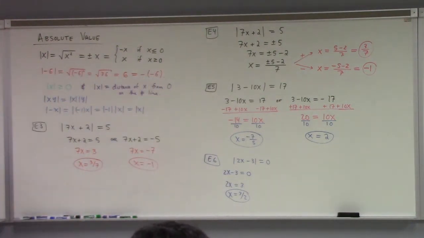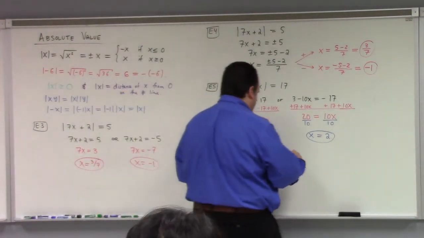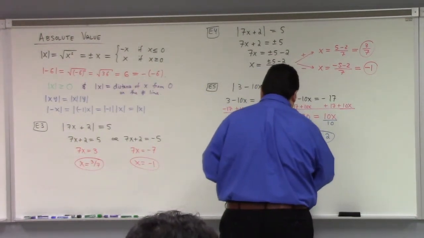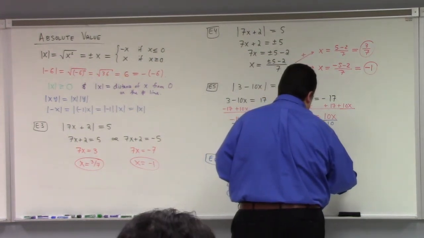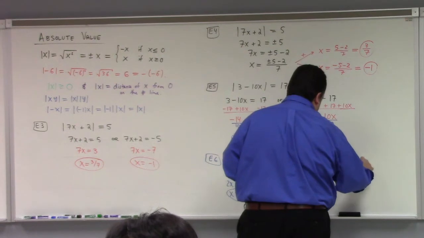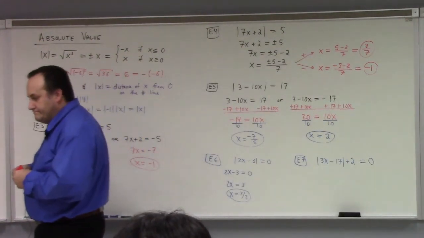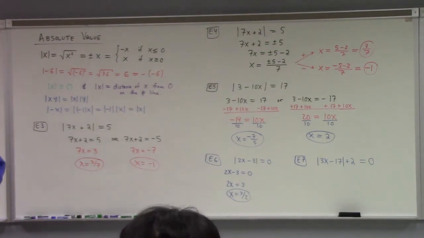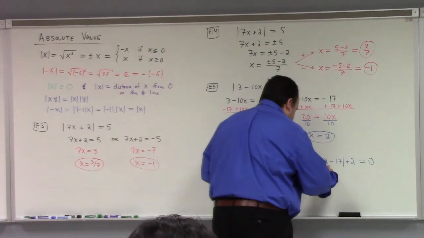What else could happen? How about this? You've got absolute value of 3x minus 17 plus 2 equal to 0. Solve that thing, if you dare. Well, if we rearrange this and isolate the absolute value, what do we get?